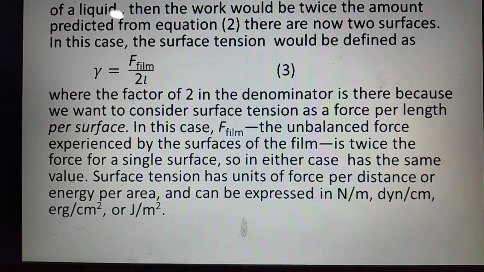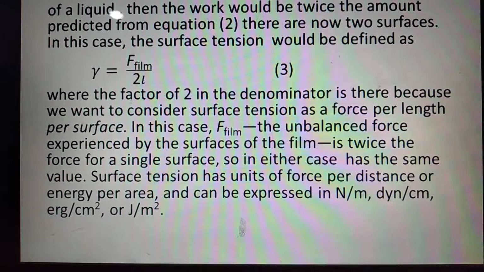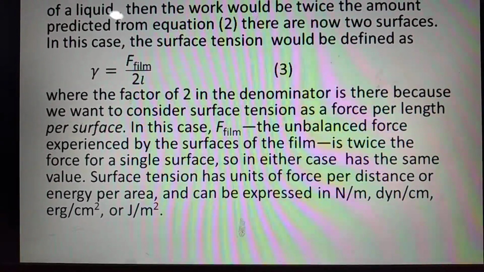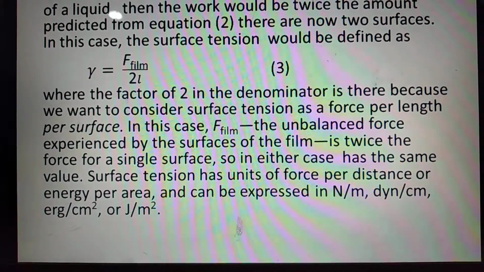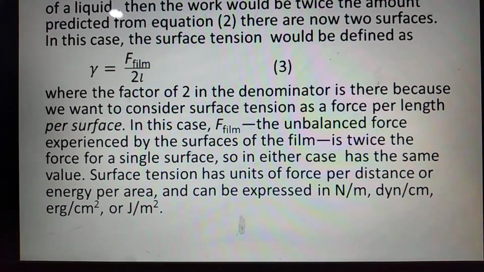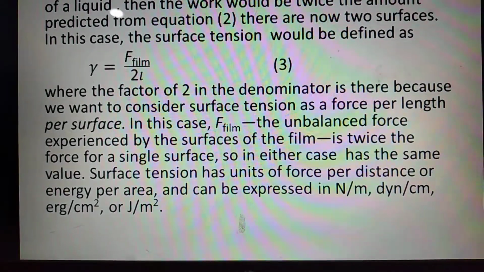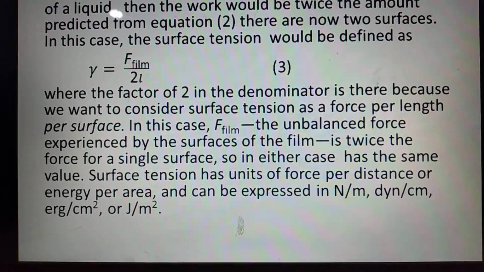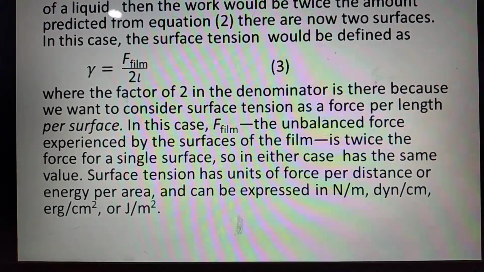The surface tension has the units of force per distance, F over dx, or energy per area, and can be expressed in newton per meter or dyne per centimeter. Newton per meter is the SI unit, dyne per centimeter the CGS system, or erg per centimeter squared, or joule per meter squared, that is energy per area.